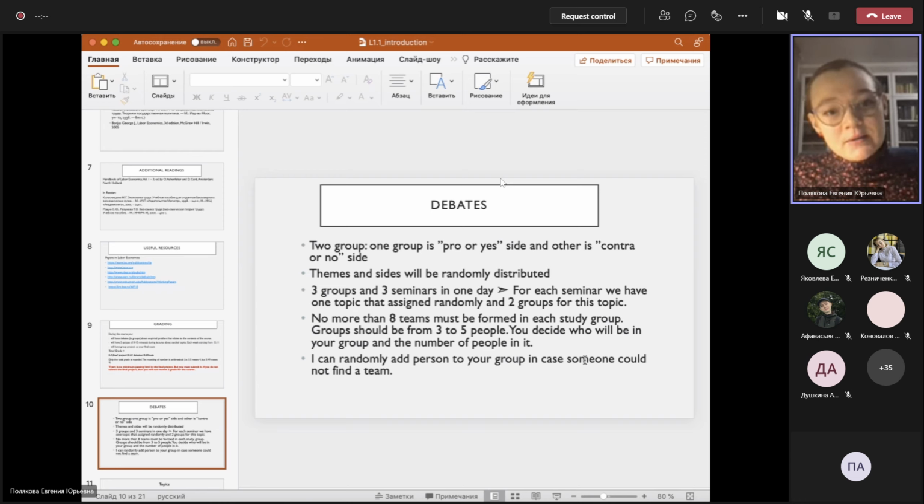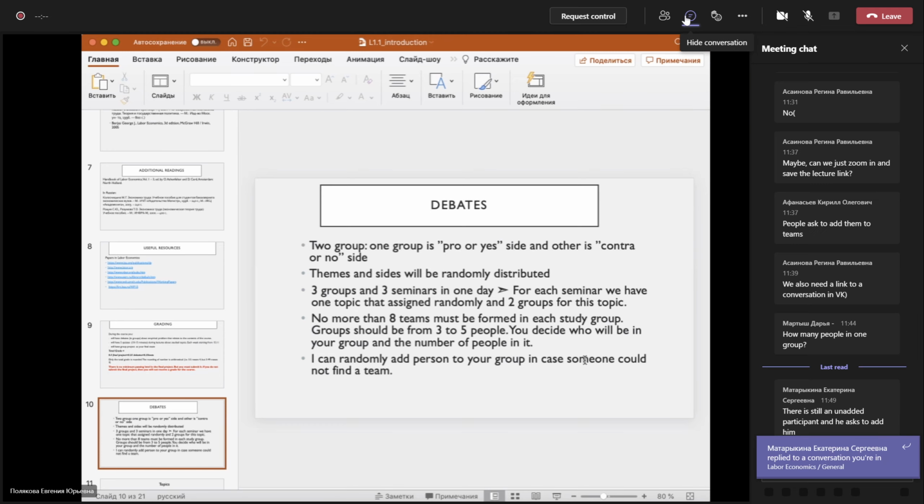We have 3 study groups, as you know, and we have 3 seminars in one day. So for each seminar, we have one topic that is assigned randomly to 2 groups. Basically, we have 3 debates in one day, 1 debate per seminar.